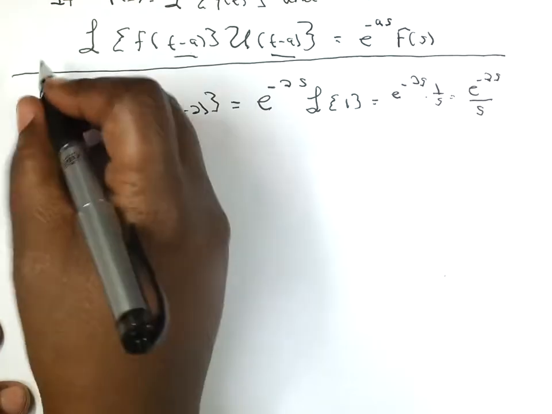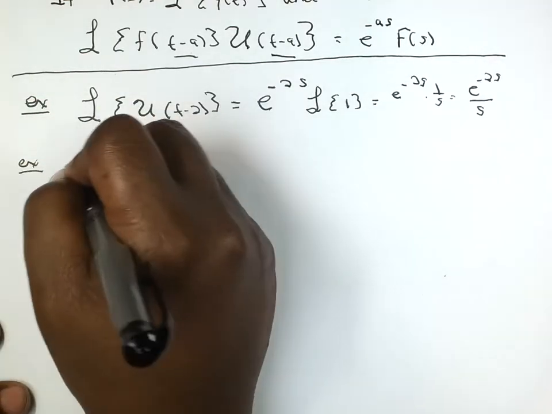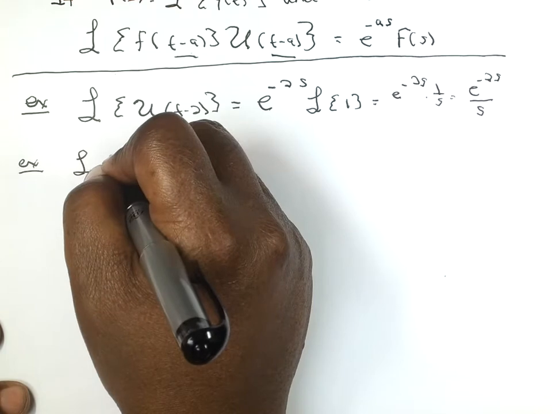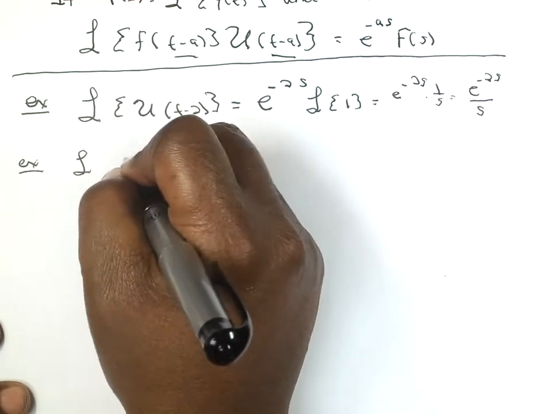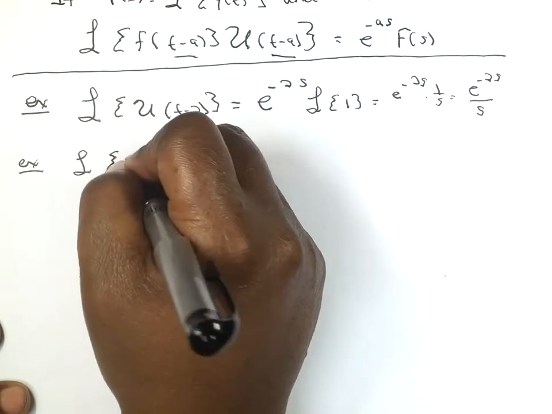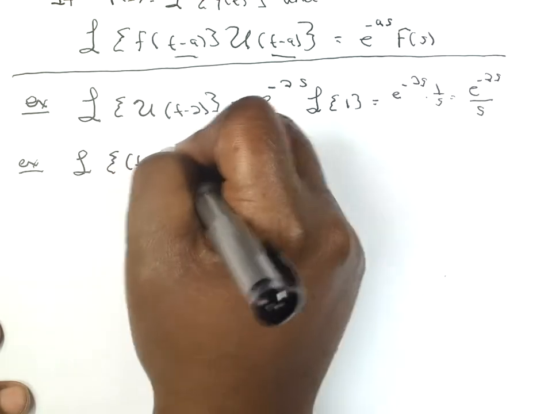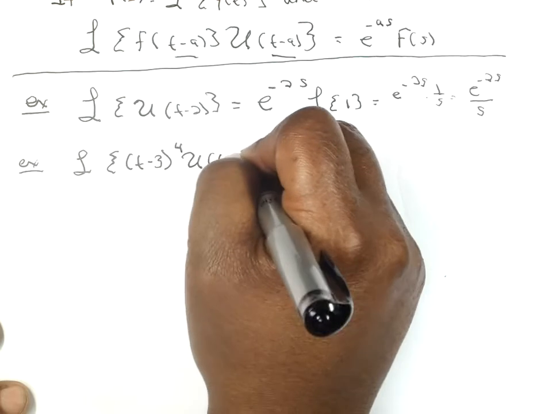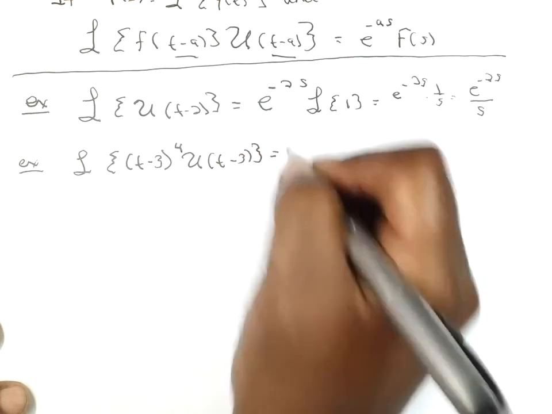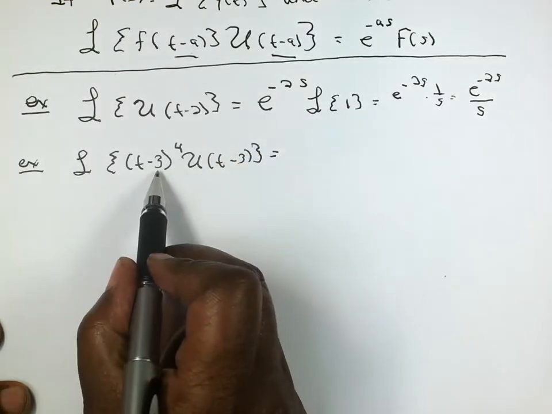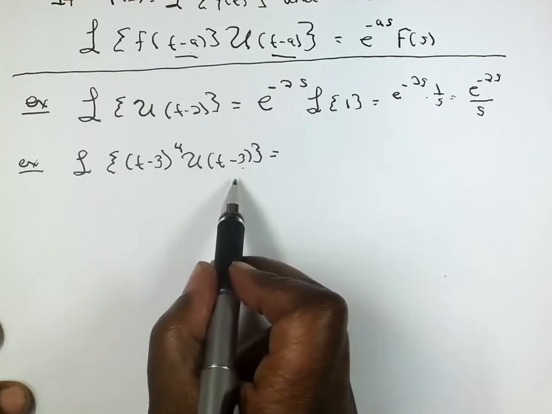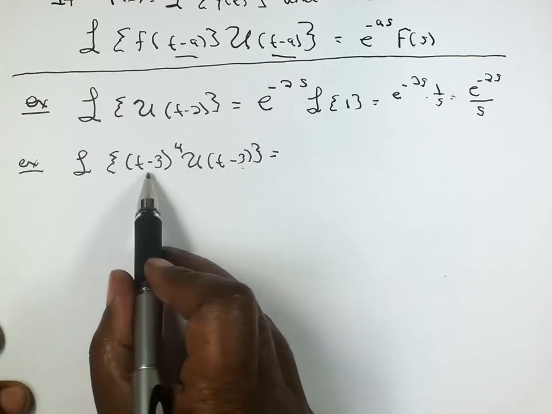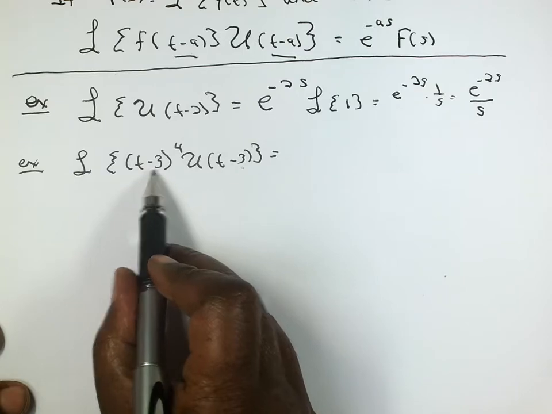All right, number 2. I have the Laplace transform of t minus 3 to the 4th power times the unit step function of t minus 3. So here, these match, so that's good. They have to match, right? And then a is 3, so negative a is negative 3.